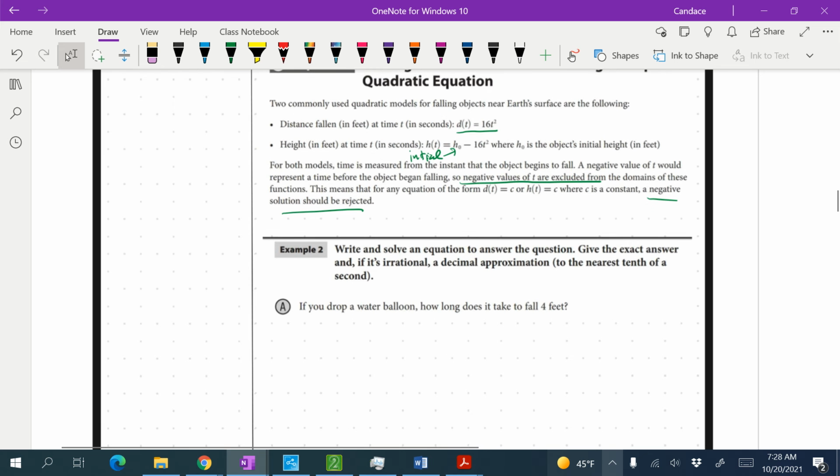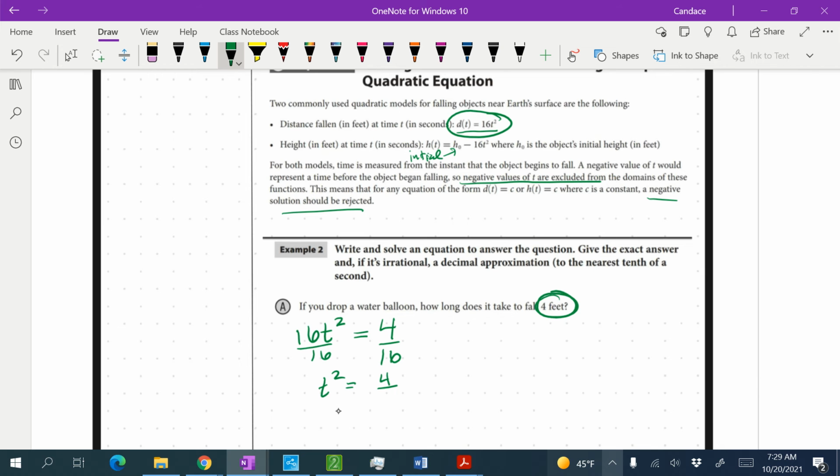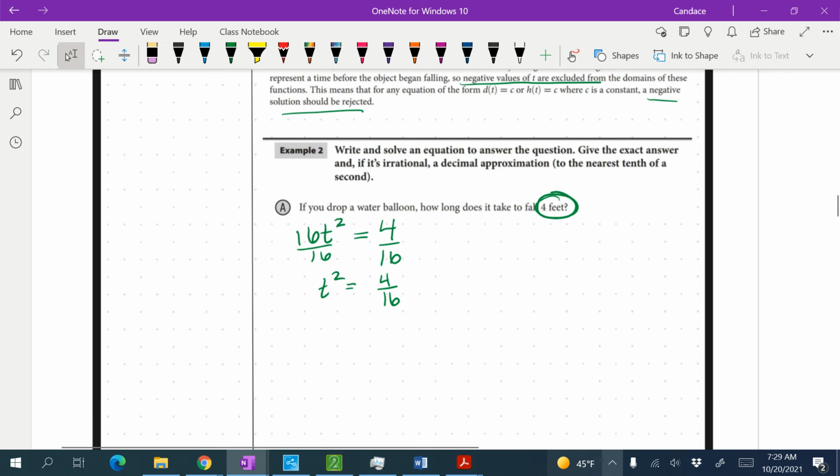So we need to determine if that is distance or height. This is just a distance equation because it's not talking about the height of the water balloon. So we're going to use the model 16t squared. We want to solve for t. We know the distance is 4 feet, so we set it equal to 4. Let's solve that. I'm going to divide both sides by 16, so we have t squared equals 4 over 16, which I could reduce to 1/4 because 4 divides both 4 and 16.